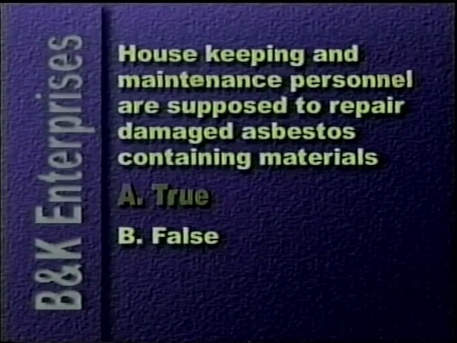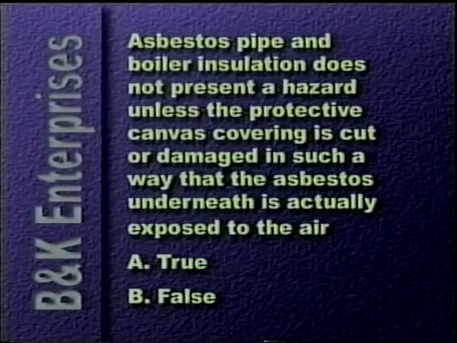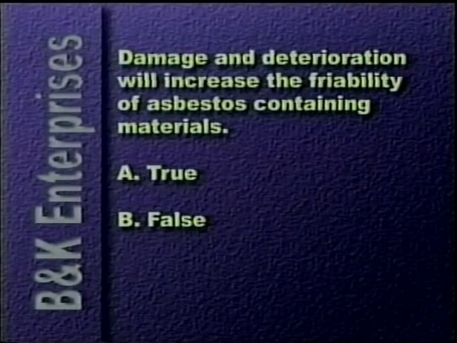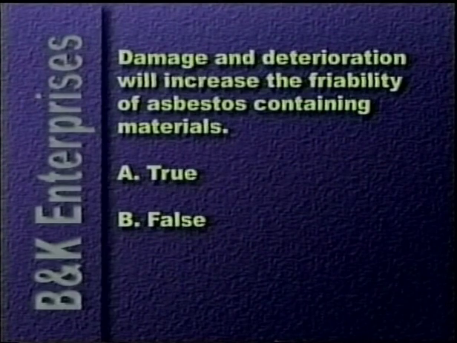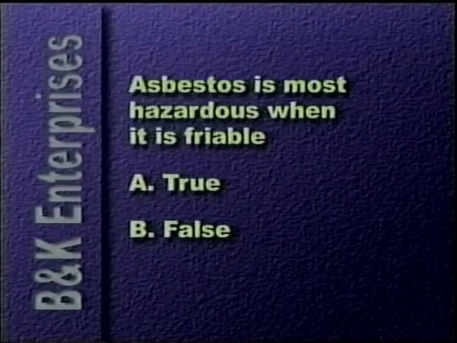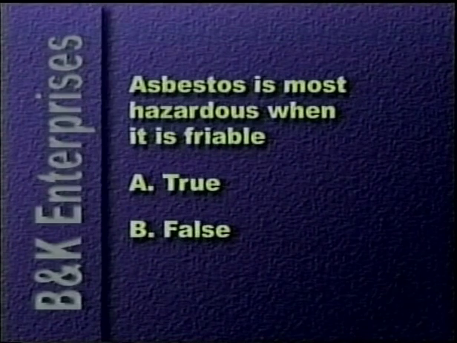Number 16. Asbestos pipe and boiler insulation does not present a hazard unless the protective canvas covering is cut or damaged in such a way that the asbestos underneath is actually exposed to the air. The correct answer is A, true. Number 17. Damage and deterioration will increase the friability of asbestos-containing materials. The correct answer is A, true. Number 18. Asbestos is most hazardous when it is friable. The correct answer is A, true.